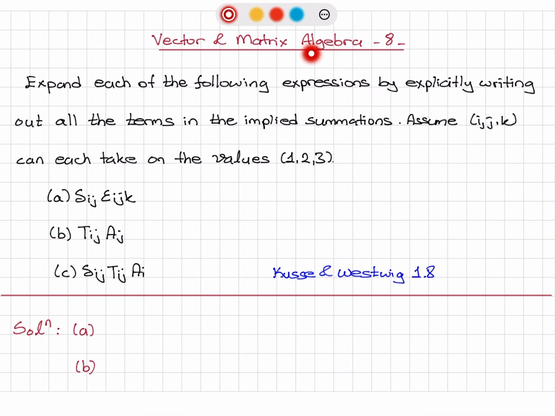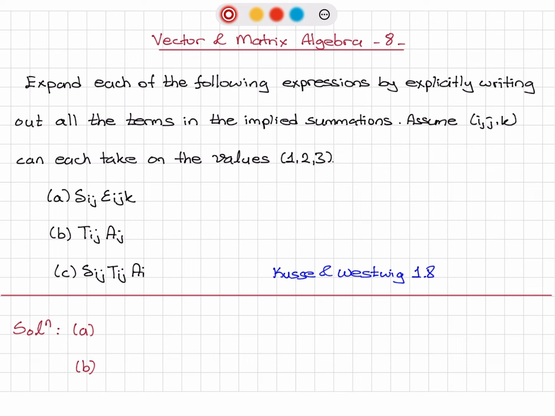Vector and matrix algebra 8. Expand each of the following expressions by explicitly writing out all the terms in the implied summations. Assume i, j, and k can each take on the values 1, 2, 3.